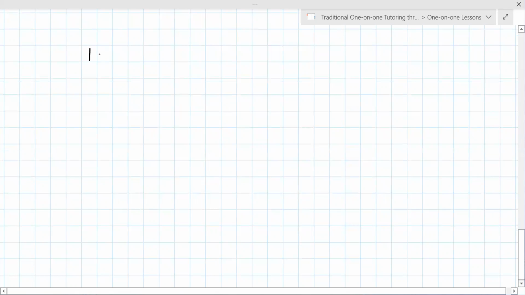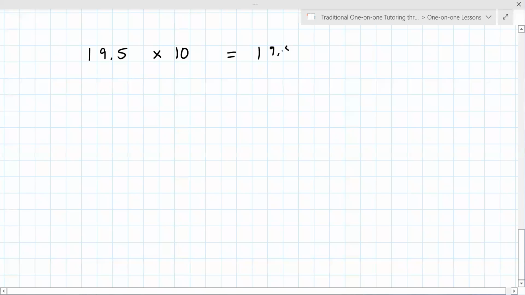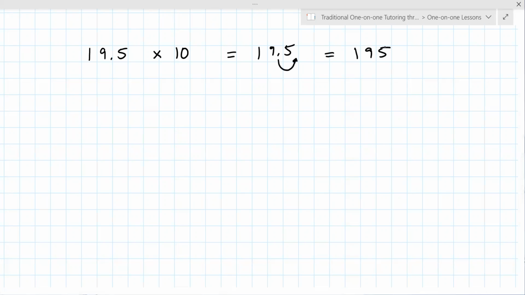All right, so let's say it's 19.5 times 10. So how many decimal places to the right are we going to move the decimal? One to the right. So it moves right there, and this becomes this number right here. Now, could you say that number out loud for us? 195. 195, good.